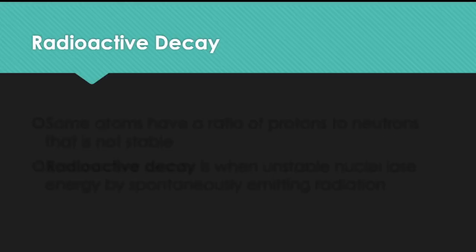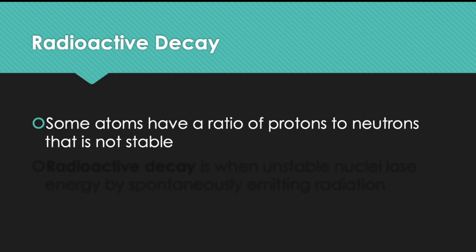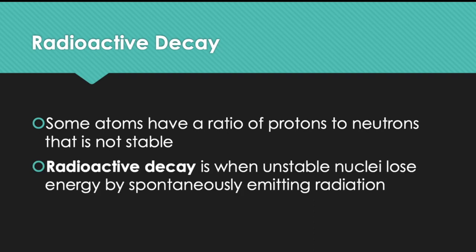So, radioactive decay. Some atoms of elements have a ratio of protons to neutrons that simply is not stable. It puts them at an unusually high energy level. Radioactive decay occurs when unstable nuclei lose energy by spontaneously emitting radiation, spontaneously releasing particles or waves to get to a lower energy state and to become more stable.